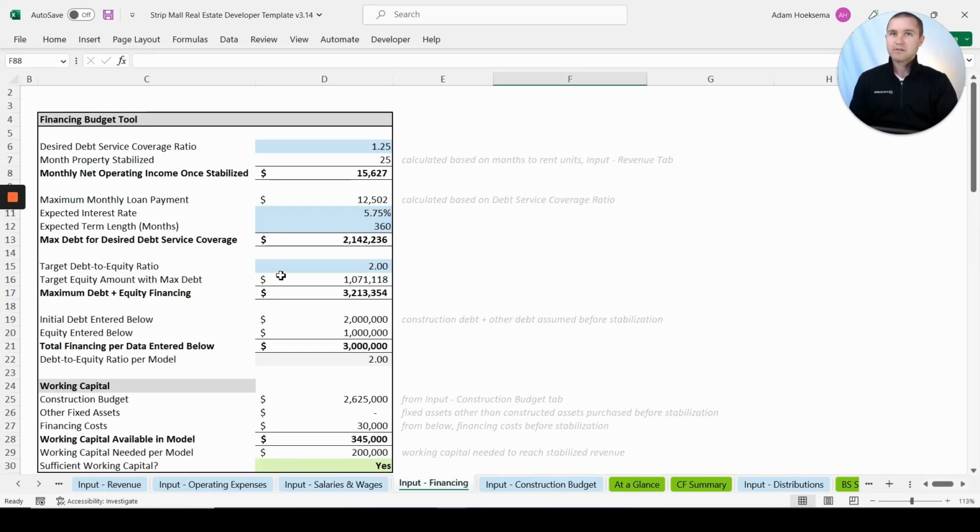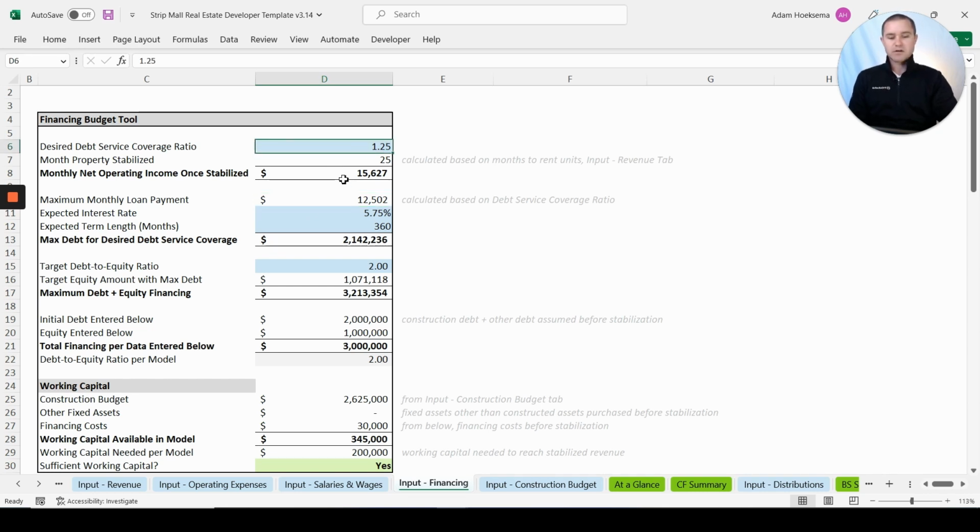All right, so getting to the fun part here on the financing. This is a bit of a puzzle. As you're entering in your own assumptions, you're going to ultimately forecast your monthly net operating income once the property is stabilized. This will be calculated based on the revenue and expenses that you've entered in. It's going to say, okay, you're forecasted to generate $15,627 a month in net operating income. And you said, or the bank said, you need to have a 1.25 debt service coverage ratio. That means that you can afford a monthly loan payment of $12,502.